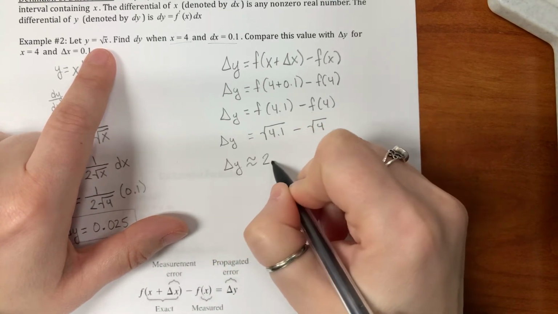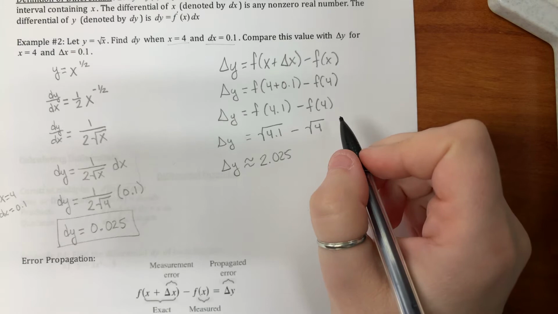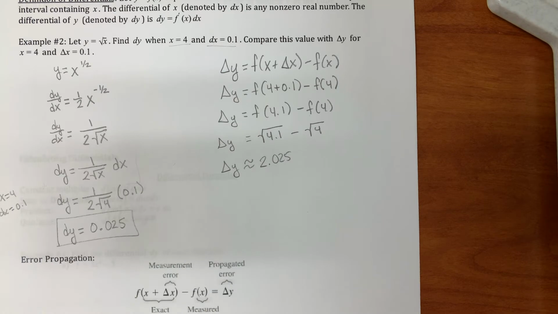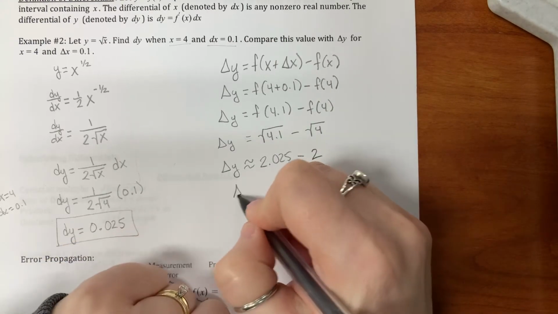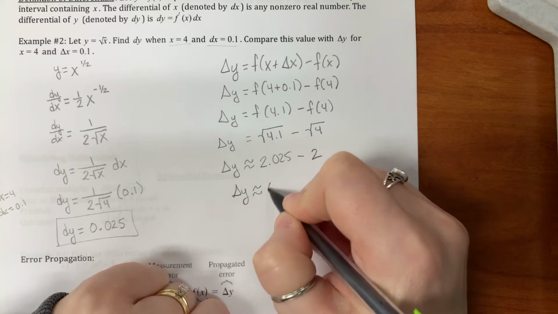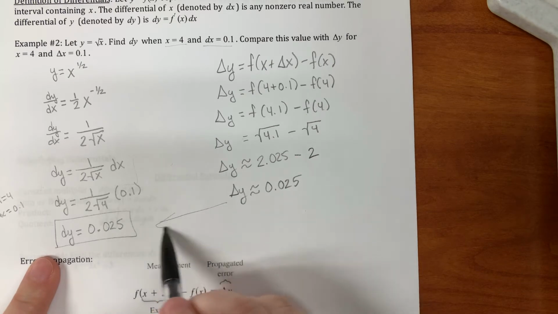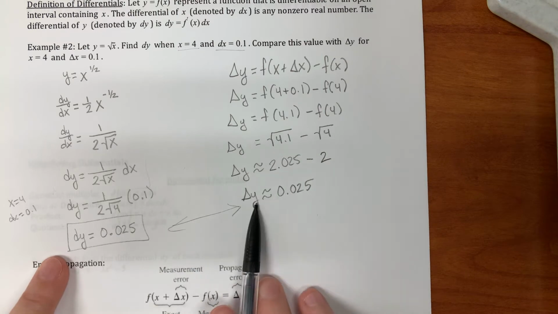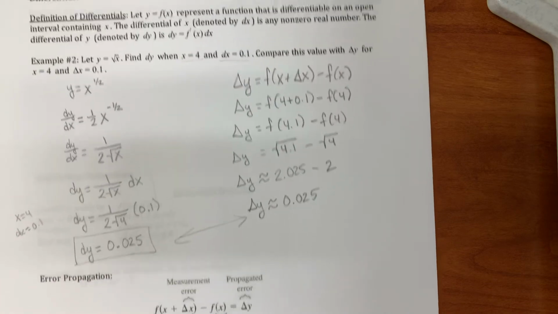I estimated this one to 0.025. Did I estimate that? Let me check that real quick. My brain isn't working. So yeah, I did. So that was 2.0248, blah, blah. So I rounded that to 0.025, and then minus the square root of 4 is just 2. So that means my delta y is about 0.025, which is interesting. That means they are the same. So my change in y that I found is also my change in y that this equation found. So you could really use either method to find that if they were asking for it.